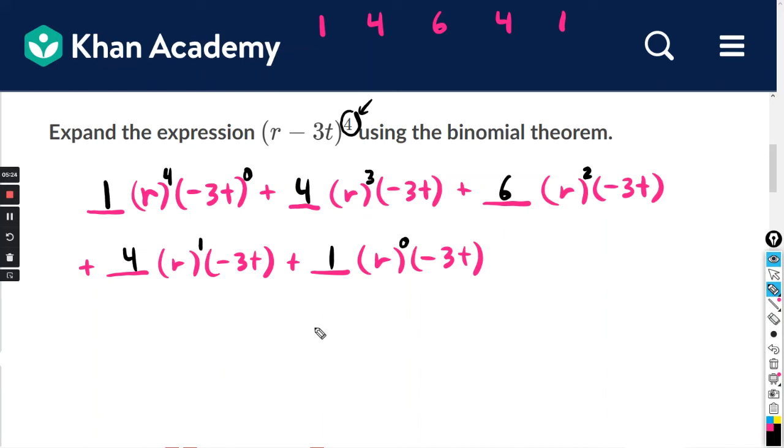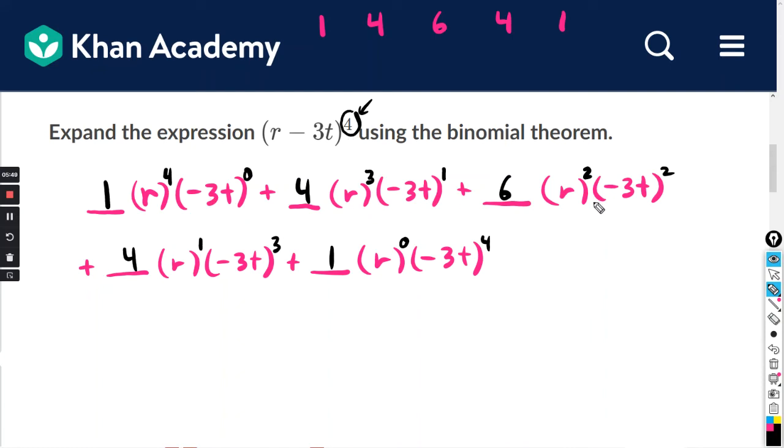Okay, and now we do the opposite with the negative 3t. We're going to count up. This one is to the 0, this one is to the 1, this one is to the 2, this one is to the 3, this one is to the 4. Notice in each case, the exponents add to 4. 2 plus 2 is 4, 1 plus 3 is 4, and so on.